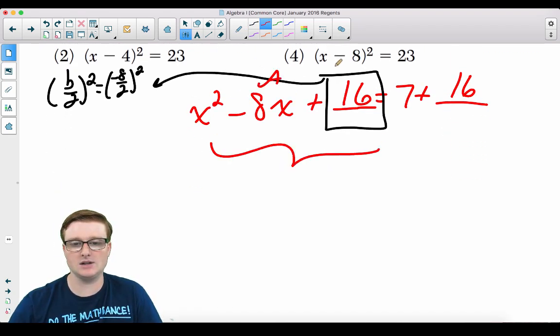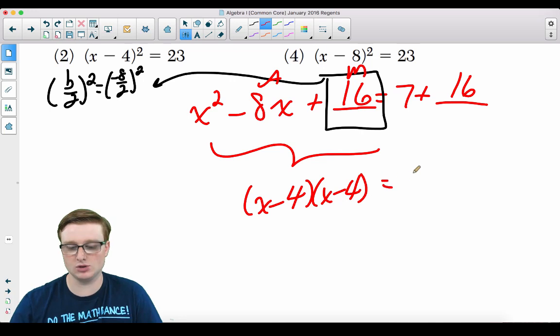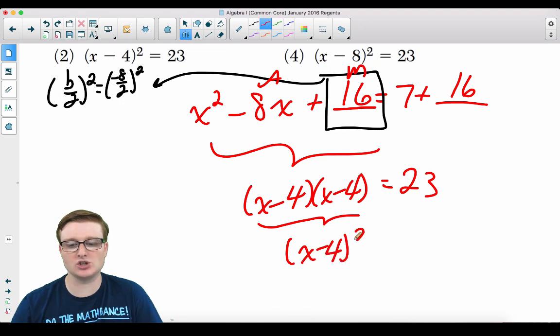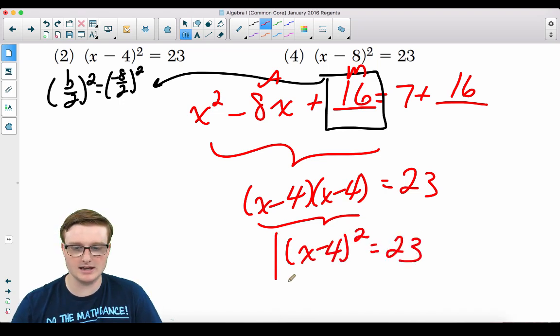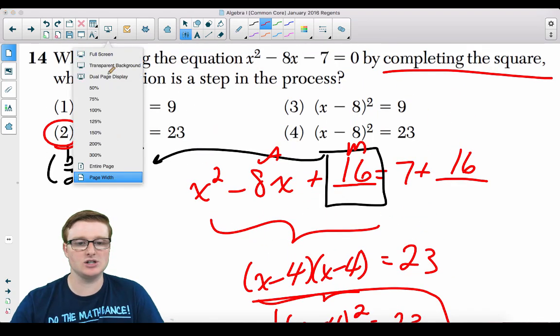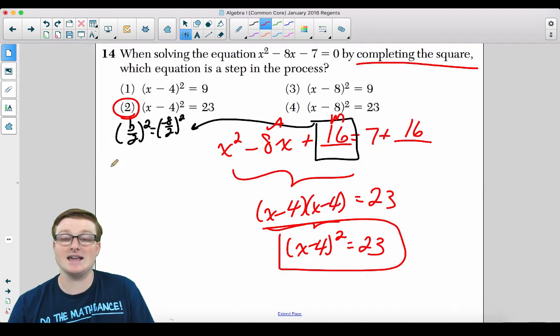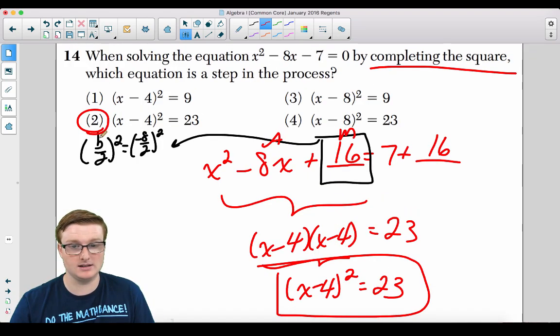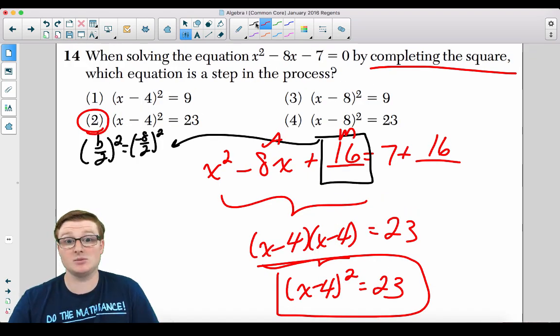So now we factor. Well, what adds to negative 8 and multiplies to give you 16? That is x minus 4, which is equal to 23. Now, this can be rewritten as (x minus 4) squared equals 23 because there are, in fact, 2 of them. If you go back to your answer choices, the correct answer is going to be choice 2. That is a step in the process to get that answer correct. And that's how you do number 14.